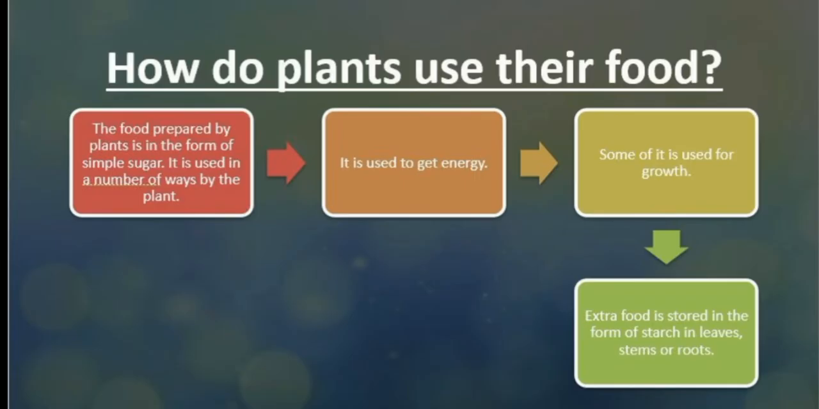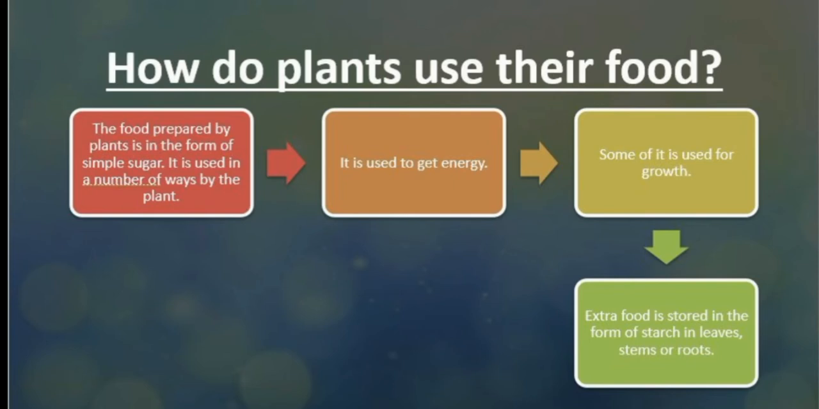Now we will see how do plants use their food. The food prepared by the plants is in the form of simple sugar, and it is used in a number of ways. As you use your food to get energy to grow, same as with plants, they also use the food to get energy, and some of it is used for their growth, and extra food is stored in the form of starch in leaves, stems or roots, and we eat these parts of the plant.